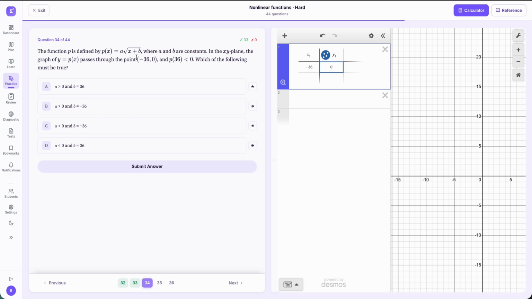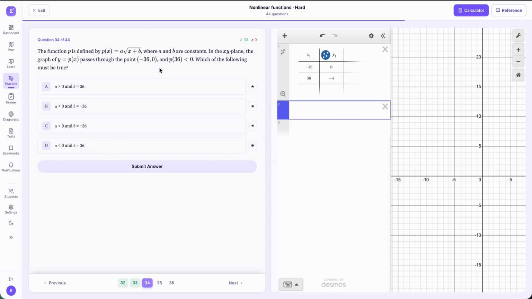You need 2 points, right? Here's 1 point, very clear. This other point's in function notation. It just means when x is 36, you see p of x, p of 36. When x is 36, the result is less than 0. Doesn't matter what you use for y, just make it negative, right? There it is. I'm going to use -4.